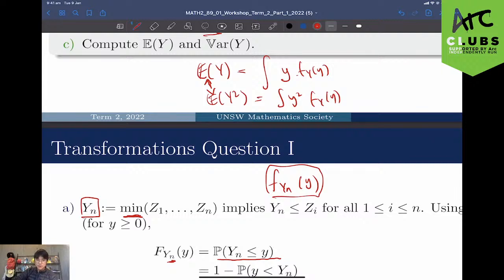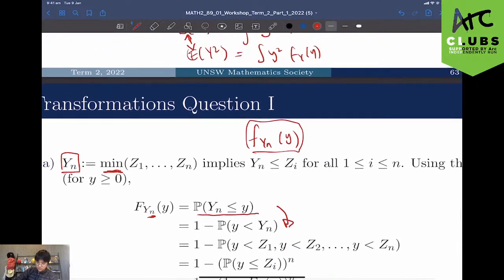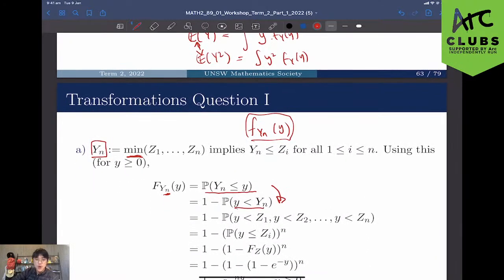And because we have Y less than or equal to all these Z values, what we want to see is Y greater than the actual Yn. So here we just flip it, 1 minus this value. And what we find is that for Y greater than Yn, Y is going to be greater than all the Z values, since Y is the minimum of Z1 to Zn.